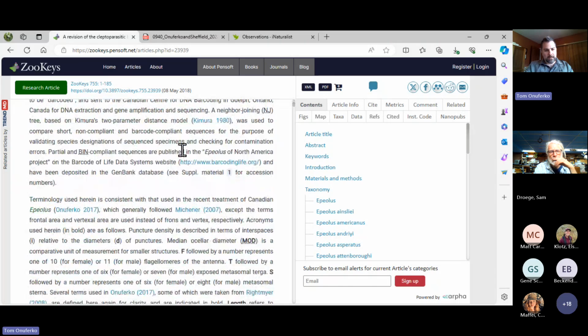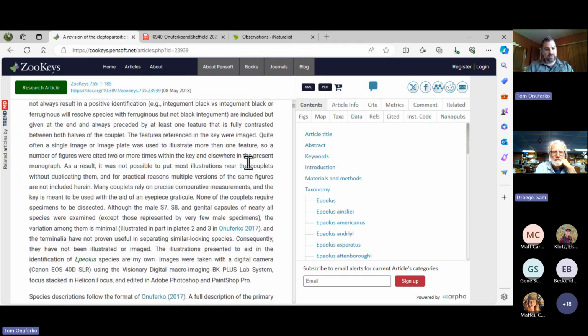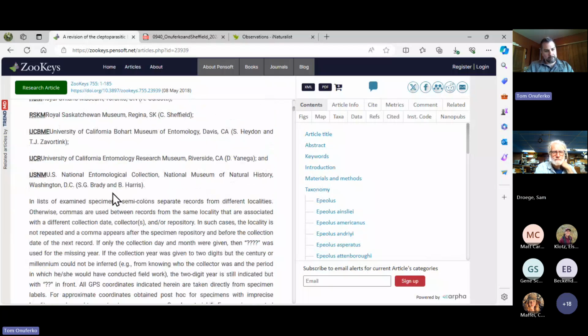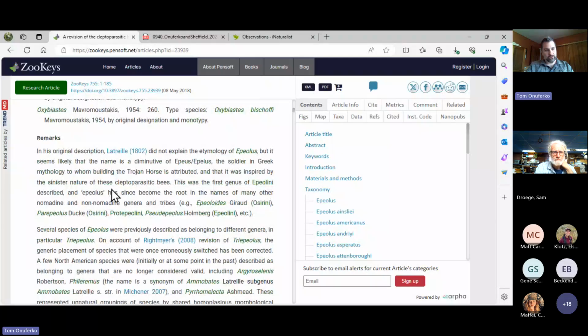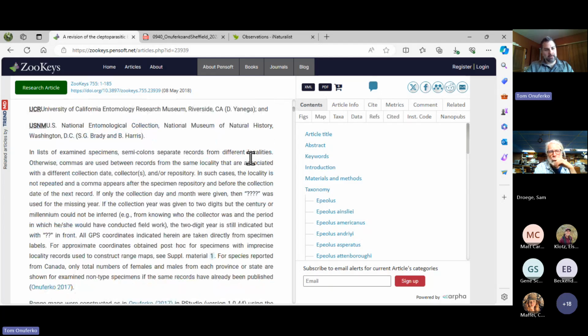So I think separating Epeolus from Triepeolus has already been discussed in a previous recording, is my understanding. So I won't go through those details too much, but there is a generic diagnosis in here that you can consult if you're not entirely sure if you have Epeolus or Triepeolus, but I will skip that.